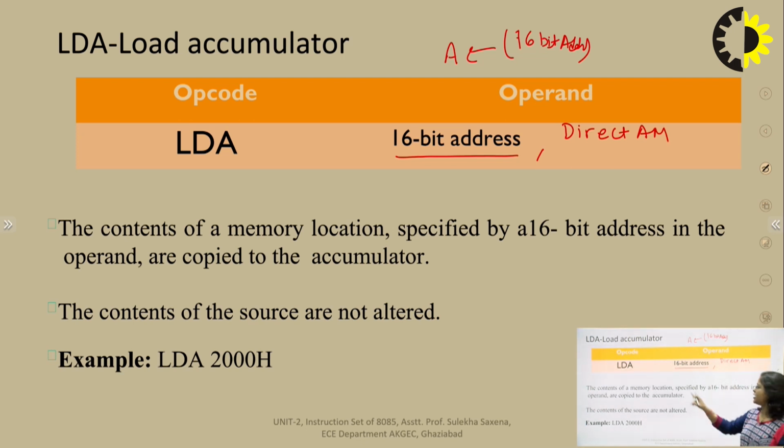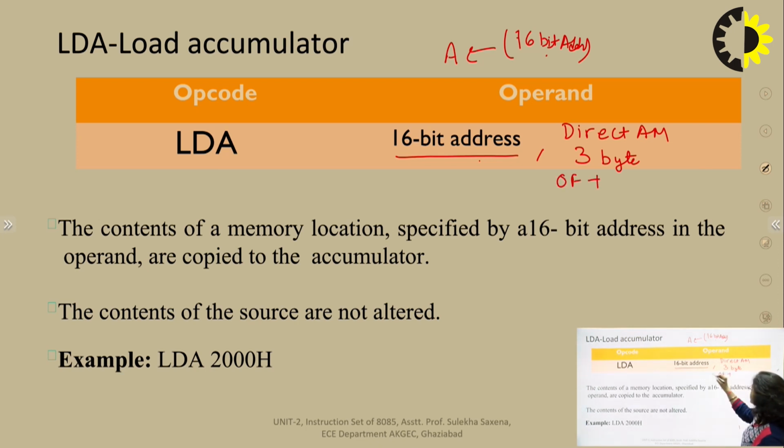When we talk about size, a 16-bit address requires 2 bytes and 1 byte for LDA, so the size of the instruction is 3 bytes. When we talk about machine cycles, 2 memory read cycles are required to read the address, and 1 machine cycle is required to read data from this address. So there are 4 machine cycles.